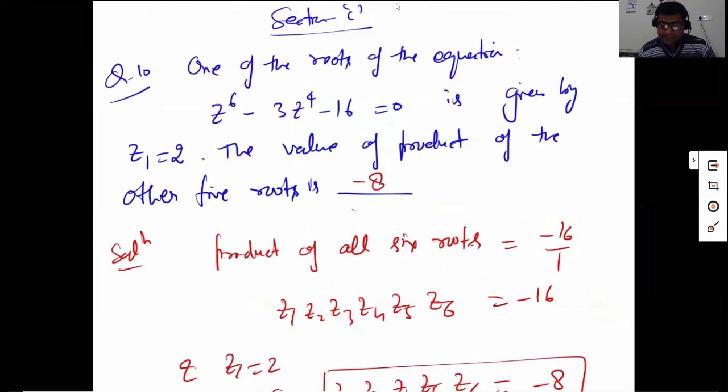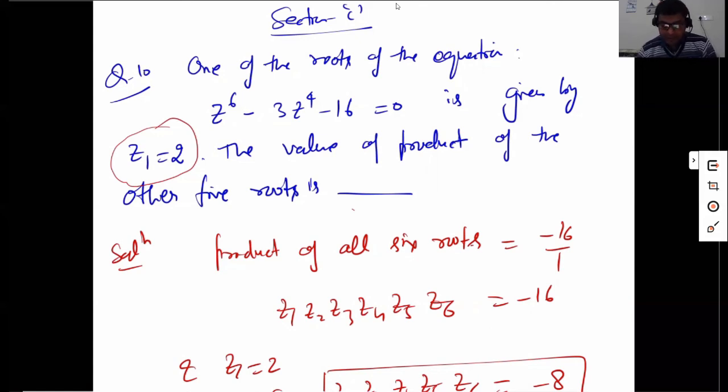Okay, so the next question. One of the roots of the equation z to the power 6 minus 3z to the power 4 minus 16 equal to 0 is given by z1 equal to 2, out of 6 roots. We have to find the product of the other 5 roots.